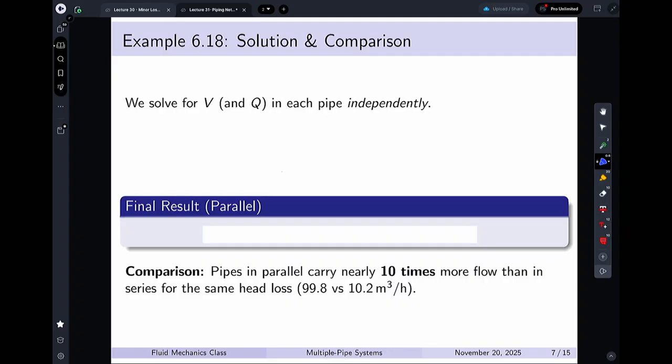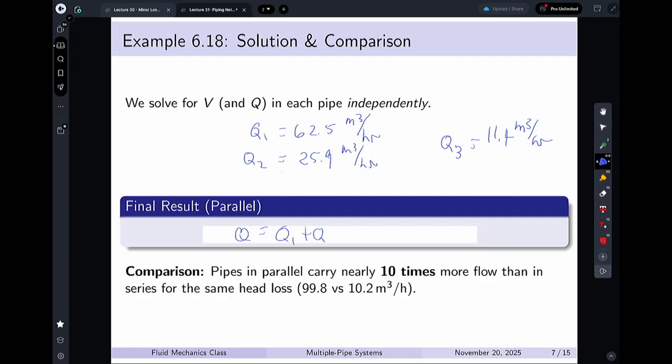Solving for those each independently, Q1 equals 62.5 meters cubed per hour. Q2 equals 25.9 meters cubed per hour. And Q3 equals 11.4 meters cubed per hour. And Q is equal to Q1 plus Q2 plus Q3, which is equal to 99.8 meters cubed per hour. So we went from 10 to 100 by just maintaining the same pressure drop across there.